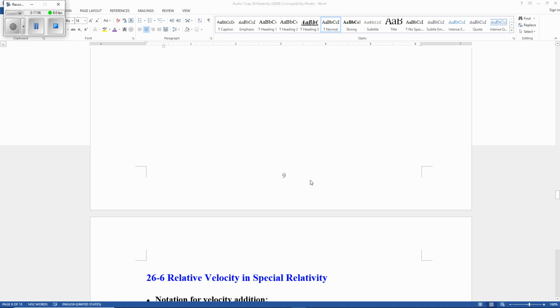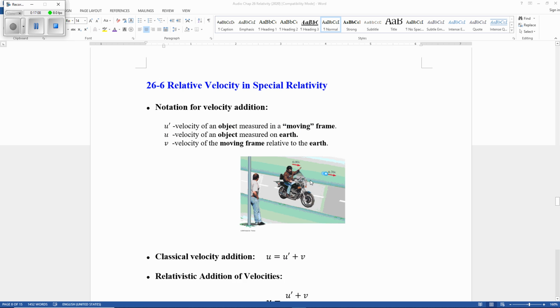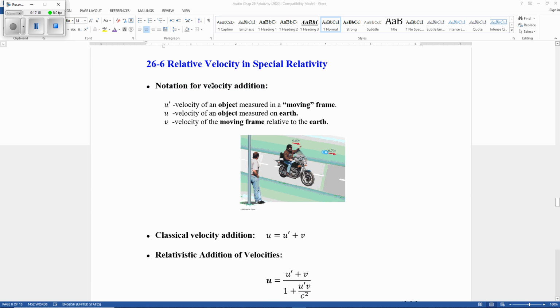Okay, now next conclusion. We're going to study speed, what we call relative velocity in special relativity. So now the notation you have to pay attention to. Let's take this as the example. Let's say a vehicle has a speed, suppose 0.8 c. We don't have such a fast vehicle.